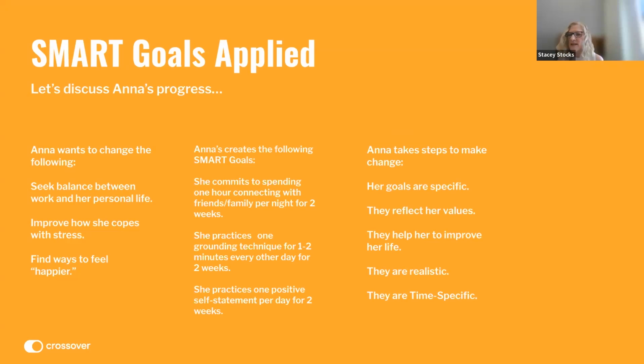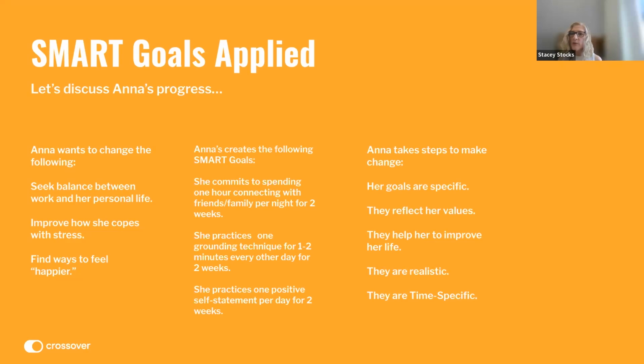And so the takeaway here, and part of what made these goals successful for Anna, is that her goals were in fact specific. They did reflect what she values. They helped to improve the quality of her life. She had the tools to make these changes, and she was able to set goals and had the resources she needed to see success in doing that. And finally, she made them time specific.